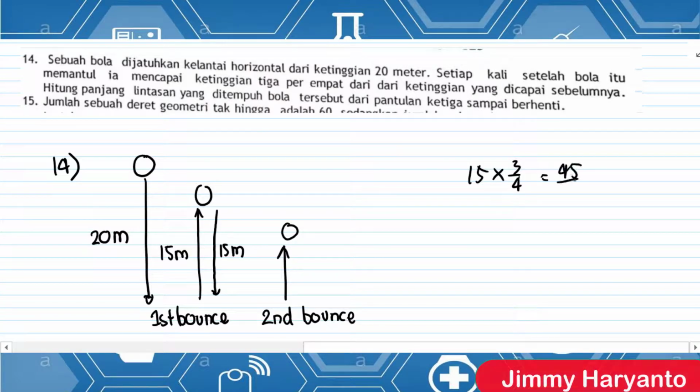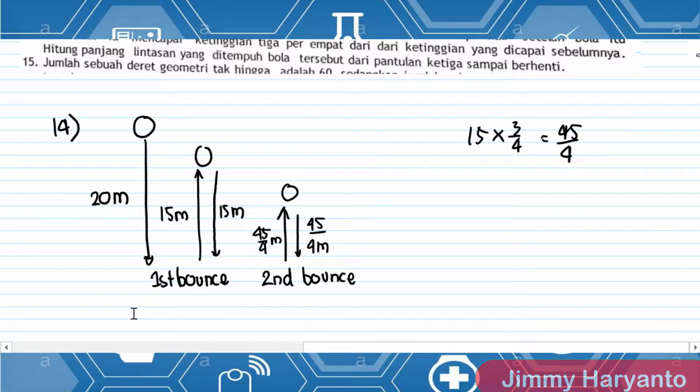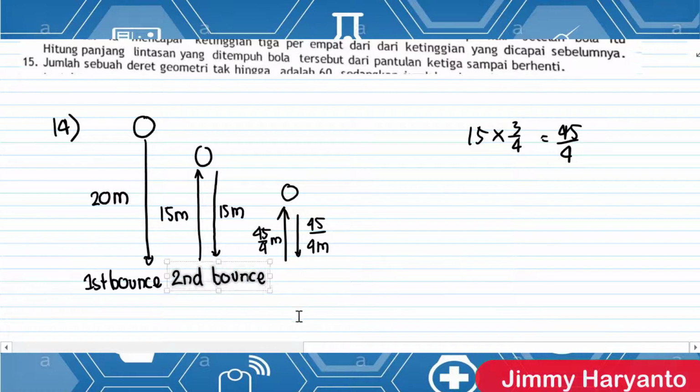It will be 45 over 4, yeah. So it's 45 over 4 meters. Go down again, 45 over 4 meters. Oh, wait, I'm wrong. This is the first bounce, and this is the second bounce, and this is the third bounce. The question wants us to find the total distance that is traveled by the ball after the third bounce.